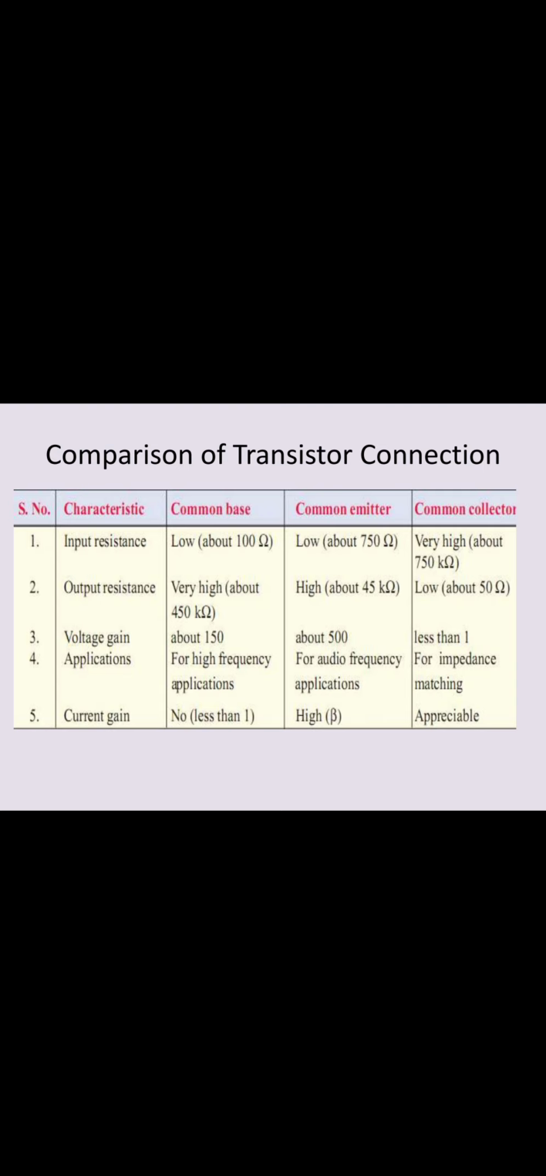while for the current gain comparison, the common base has no current gain, that is less than 1, while the common emitter has a high current gain, and the common collector has an appreciable current gain. What are the applications? The common base is commonly used for high frequency applications. Common emitter is used for audio frequency applications, and common collector is used for impedance matching.